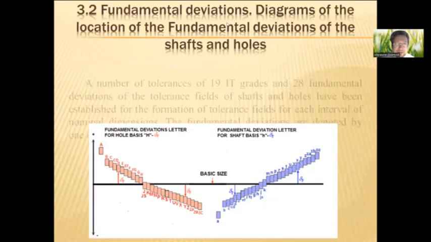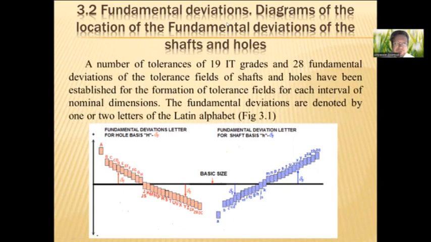And now we start item of our lecture 3.2, fundamental deviations, diagrams of the location of the fundamental deviations of the shaft and holes. A number of tolerances of 19 IT grades and 28 fundamental deviations of the tolerance fields of shaft and holes have been established for the formation of tolerance fields for each interval of nominal dimensions. The fundamental deviations are denoted by one or two letters of the Latin alphabet.